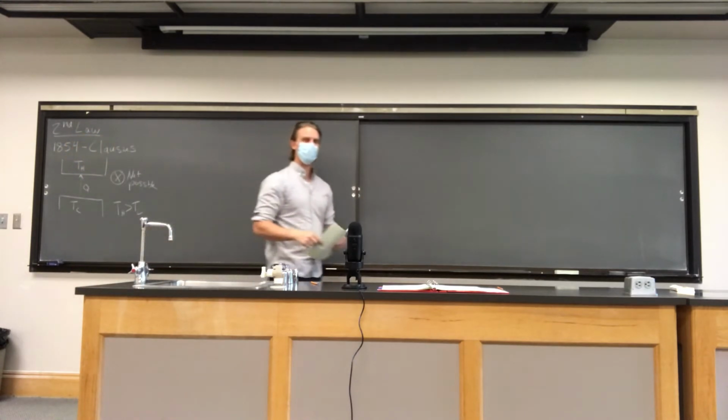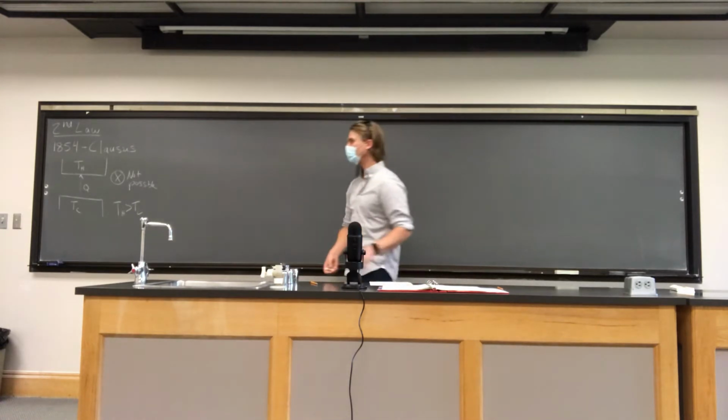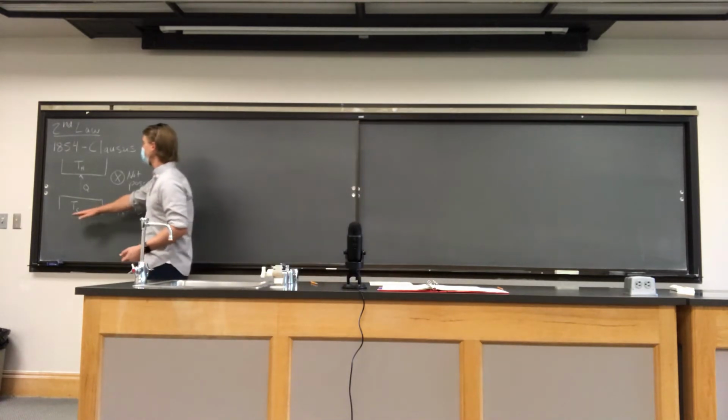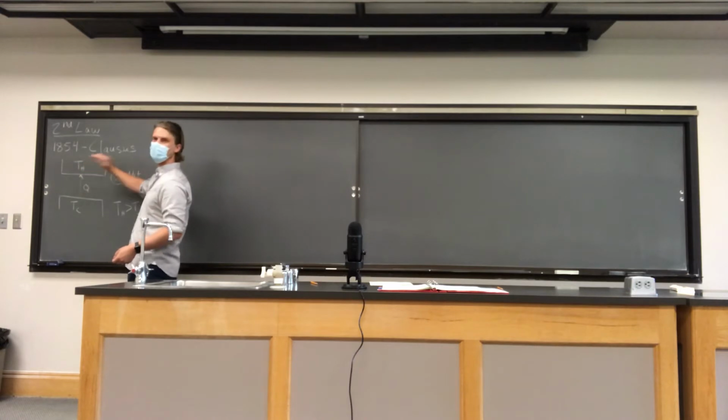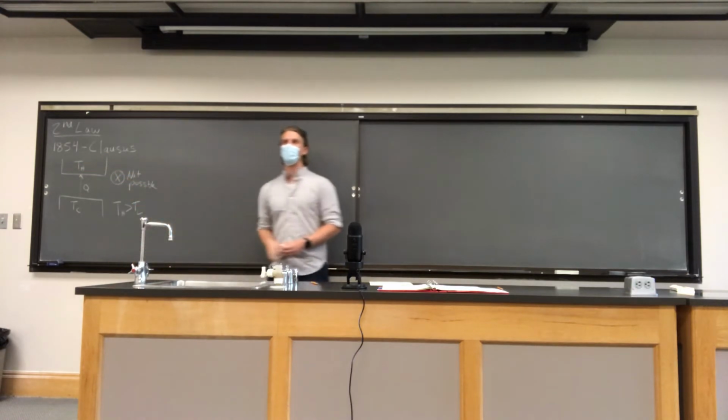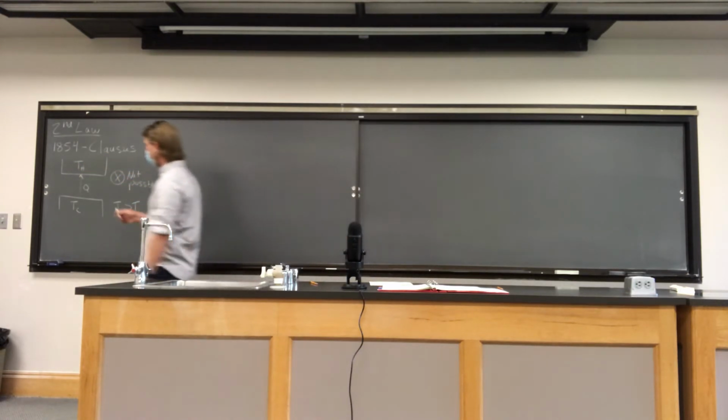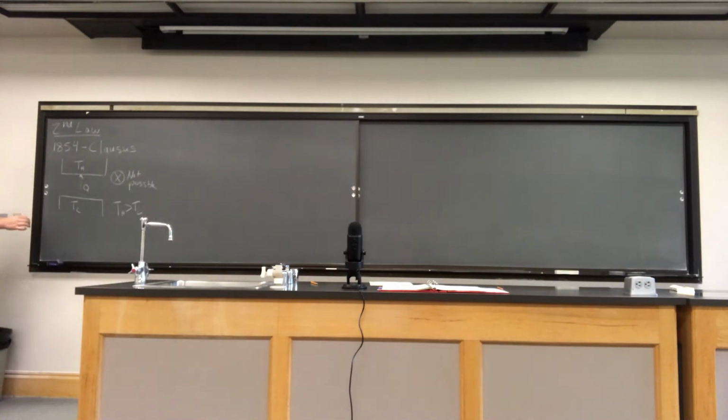So Clausius basically said that one way to formulate the second law is that heat cannot go from a cold body to a hot body. But we'll notice that in this definition, we rely on the concept of temperature, we rely on the concept of heat.